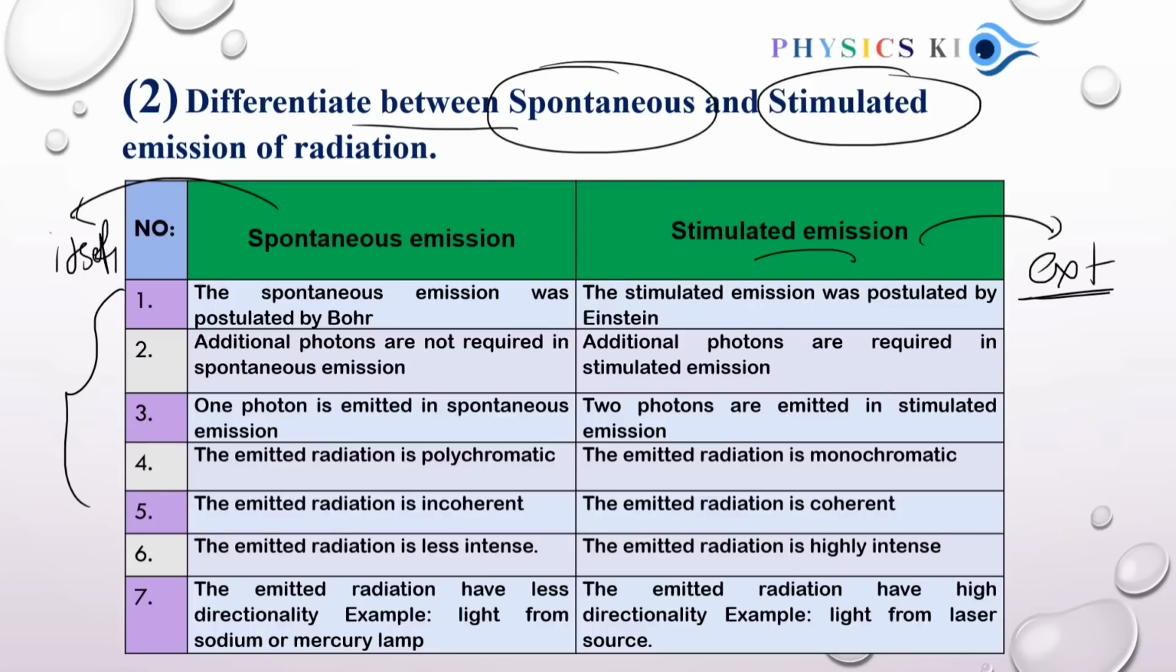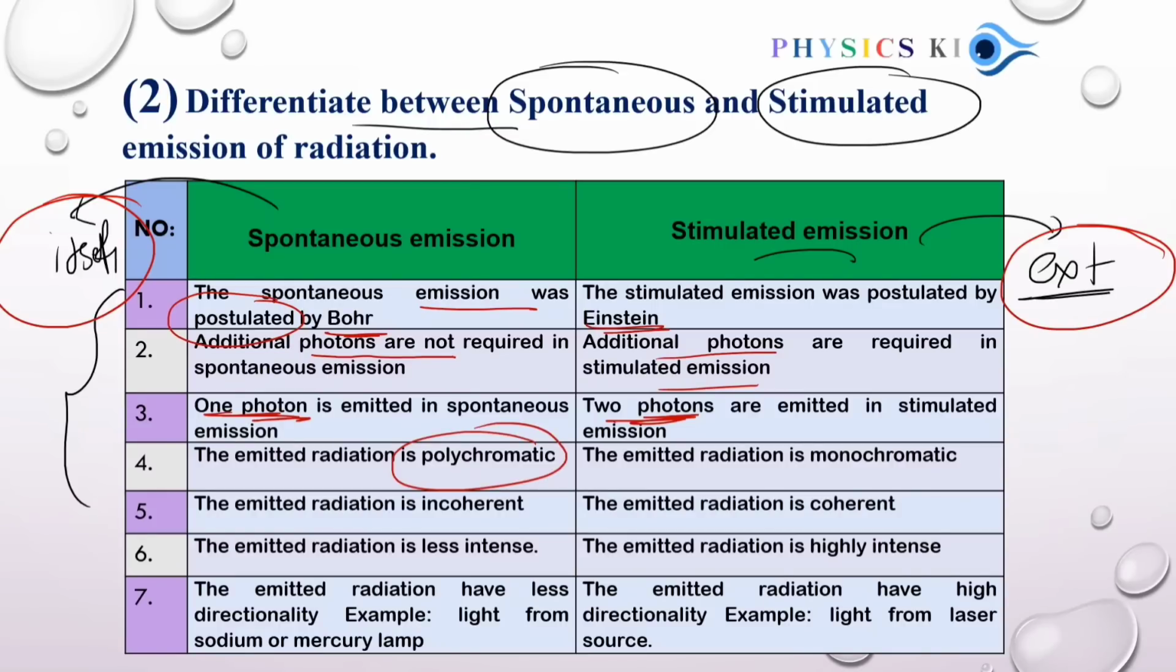First thing, spontaneous emission was postulated by Bohr and stimulated emission was postulated by Einstein. Next, additional photons are not required in spontaneous emission because it happens by itself. But in stimulated emission additional photons are required because of the external thing. Here only one photon emission happens and here two photon emission happens. Emitted radiation is polychromatic, that means multiple wavelengths, here it is monochromatic, only a single wavelength.